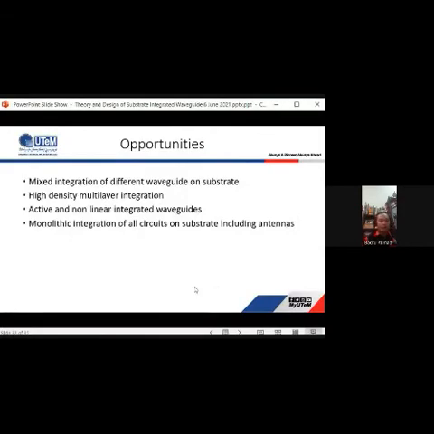Okay, now I'm reaching almost the end of the slides. The opportunity of the substrate integrated waveguide is basically a mixed integration of different waveguides, different structures, different devices. High density multi-layer integration is also possible, and we have active and nonlinear integrated waveguides. And also monolithic integration of all the circuits on the substrate, including the antennas. Okay, next.